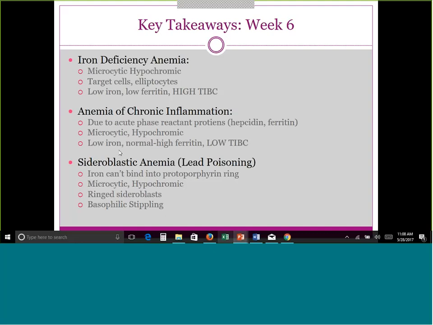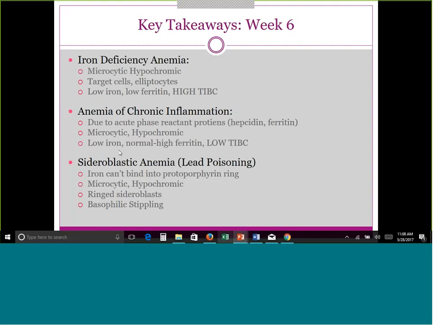Key finding here is those ringed sideroblasts. That is what the anemia is named for. If you were to stain the bone marrow with Prussian blue stain, which is used specifically to stain iron to show how much iron we have in our bone marrow, you would see these iron granules circling around the red cells in the bone marrow trying to get into the protoporphyrin ring but can't because something's impeding the process. So that's the hallmark sign of sideroblastic anemia.